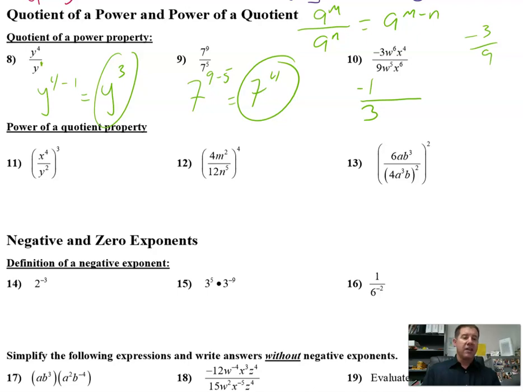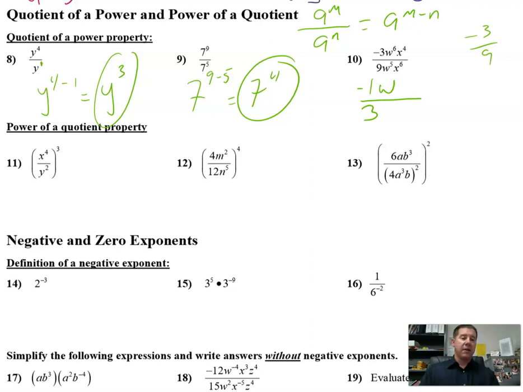W to the 6th over W to the 5th. I'm going to subtract those exponents. 6 minus 5 is 1. Because there's more w's on top, you're going to put that w on top. Or because the answer was positive. There's kind of different ways you can think about this. Because my answer was positive, I'm going to put the w on top.